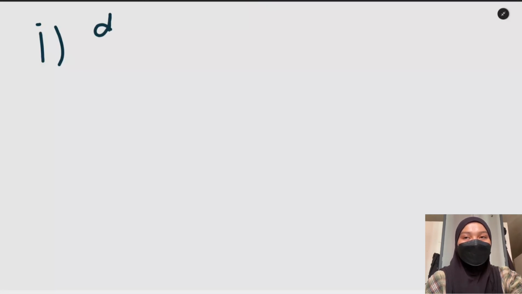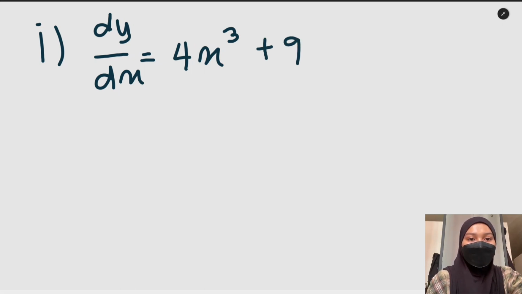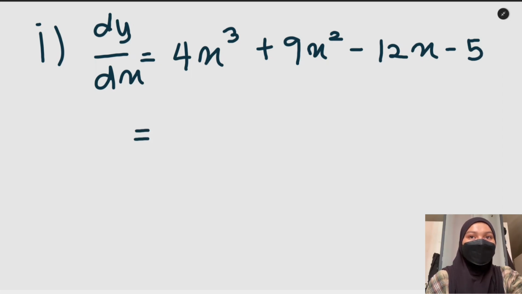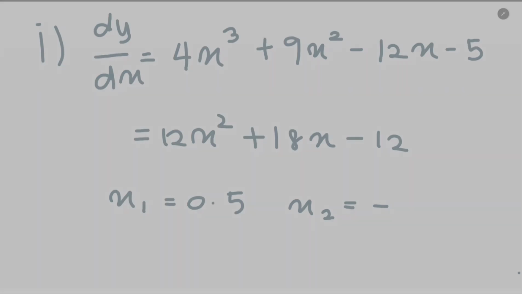Hi, we choose question A. Okay, now I will explain how to define dy over dx. First, see the equation, and from the question, we can think what we should do. First, differentiate the equation to 12x squared plus 18x minus 12, and then use the calculator with EQN. Put the numbers in the calculator and get the answer. First x is 0.5 and second x is negative 2.